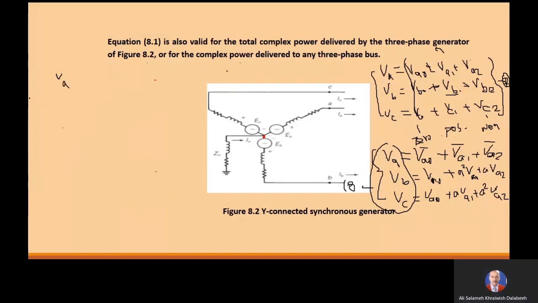VA, VB, VC. This is a column vector equal to a matrix: we have here 1, 1, 1, then 1, A square, A, then 1, A, A square.